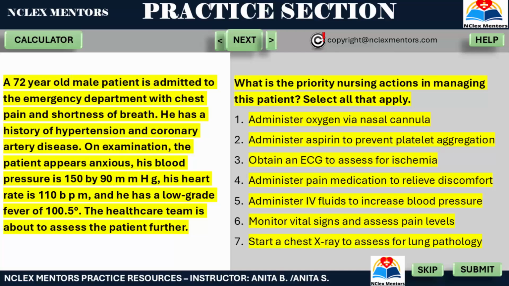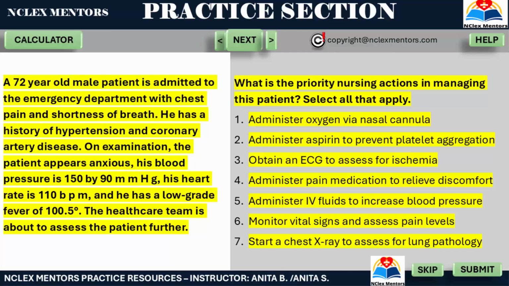Select all that apply. Option 1. Administer oxygen via nasal cannula. Option 2. Administer aspirin to prevent platelet aggregation. Option 3. Obtain an ECG to assess for ischemia. Option 4. Administer pain medication to relieve discomfort. Option 5. Administer IV fluids to increase blood pressure. Option 6. Monitor vital signs and assess pain levels. Option 7. Start a chest X-ray to assess for lung pathology. There are 3 correct answers here.